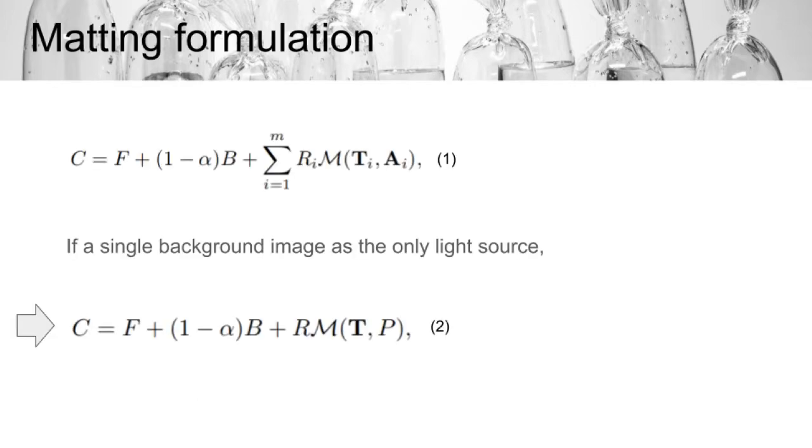In transparent object matting, we can form a formula like equation 1, where F, B, and alpha denote the foreground color, background color, and weight, respectively. The last term accounts for the environment light accumulated from n pre-designed images. R_i is a vector describing the contribution of light emanating from the background image T_i, and T_i(A_i) denotes the average color of a rectangular region A_i on the background image T_i.